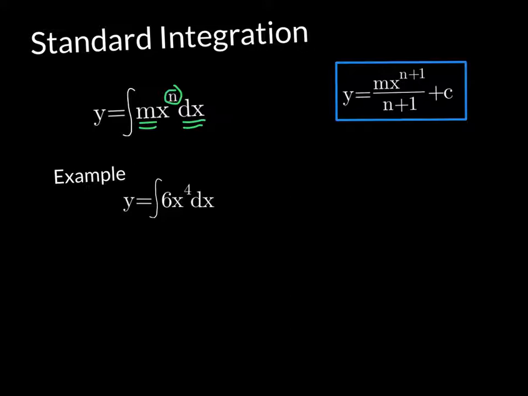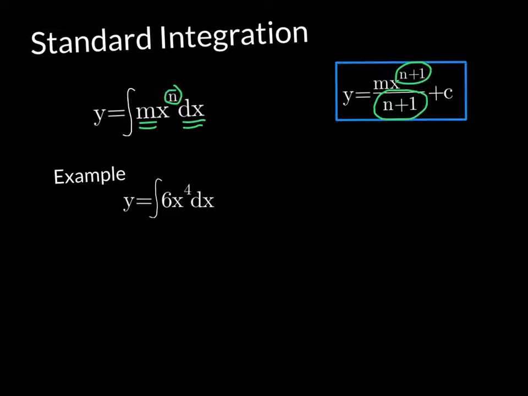So how exactly do we integrate? Well, essentially we're going to do the opposite to what we would do for differentiation. For differentiation we would multiply by the original power and then minus 1 from the power. But for integration we add 1 to the power first and then we divide by the new power. So y here is then equal to m, that coefficient, times x to the power of n plus 1, and then the whole thing is divided by n plus 1, that new power.